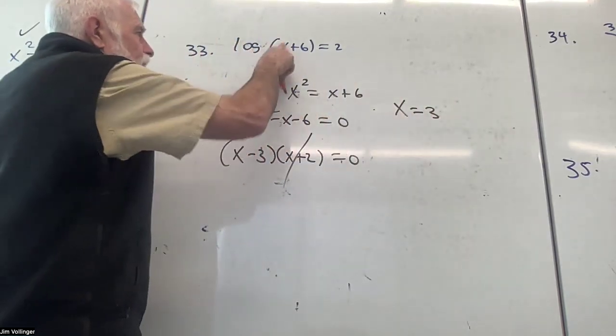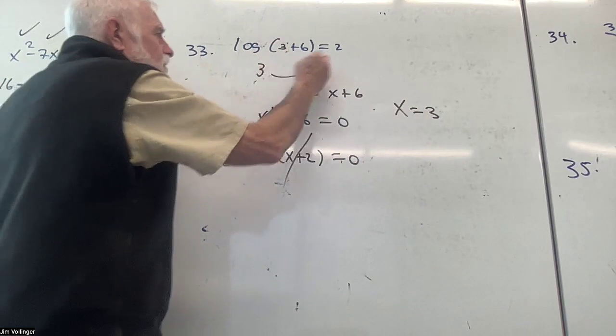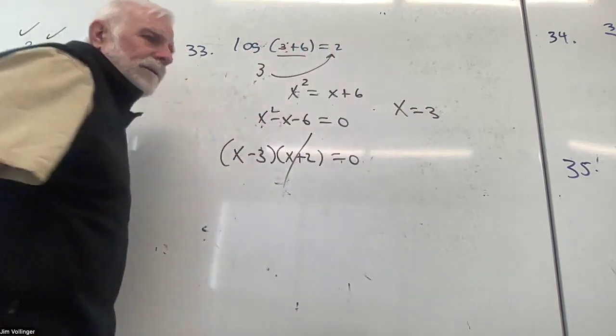Put a 3 here and a 3 there. And it sure does look like 3 squared equals 9. Push on.